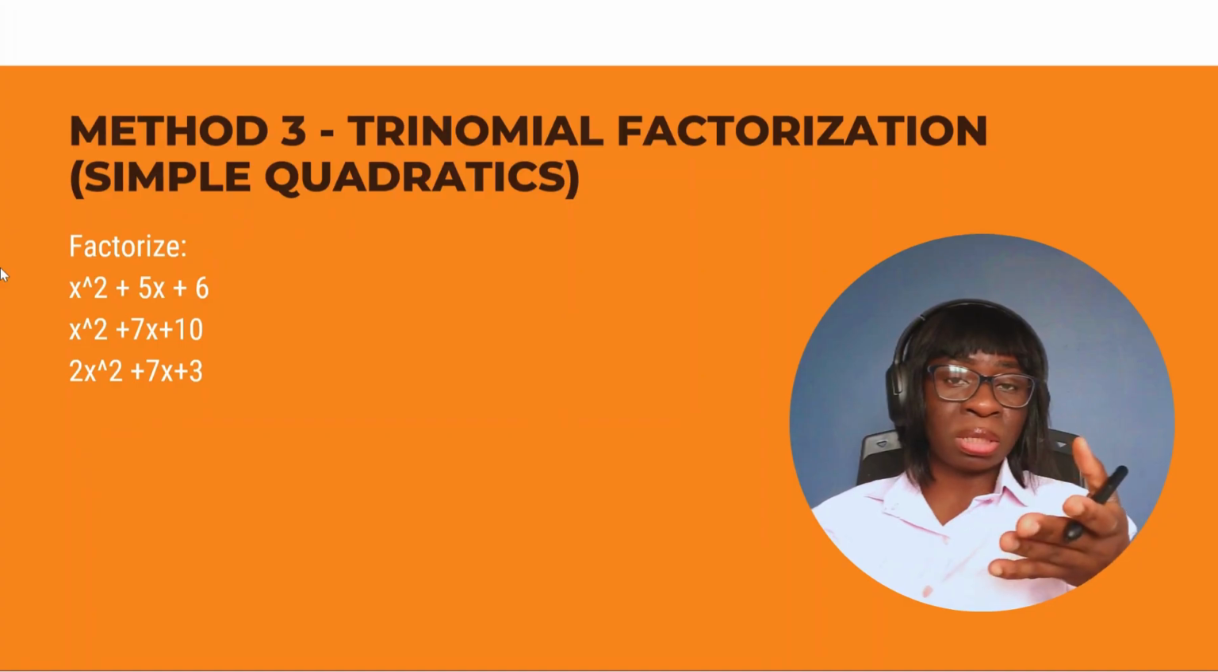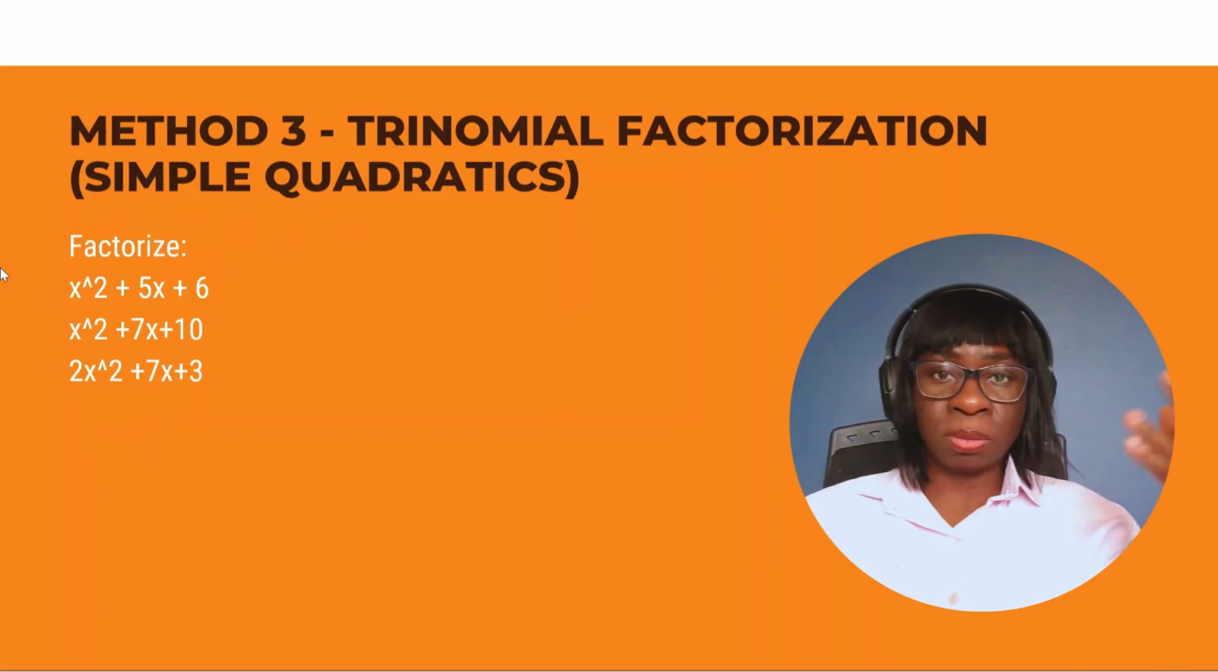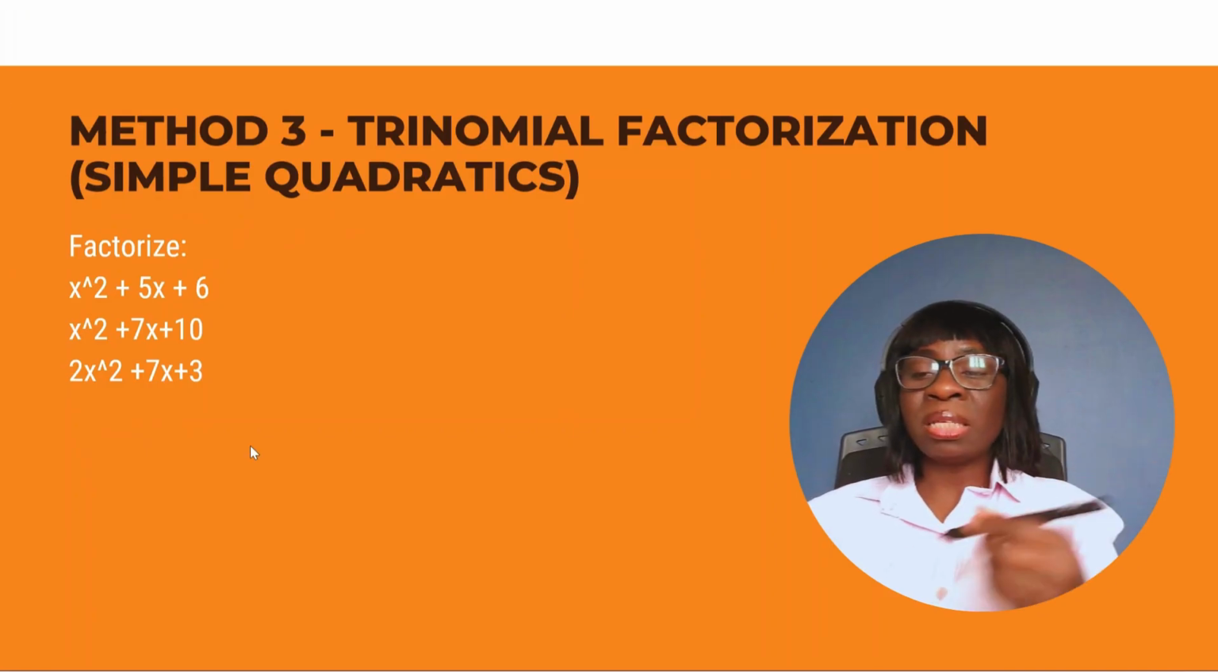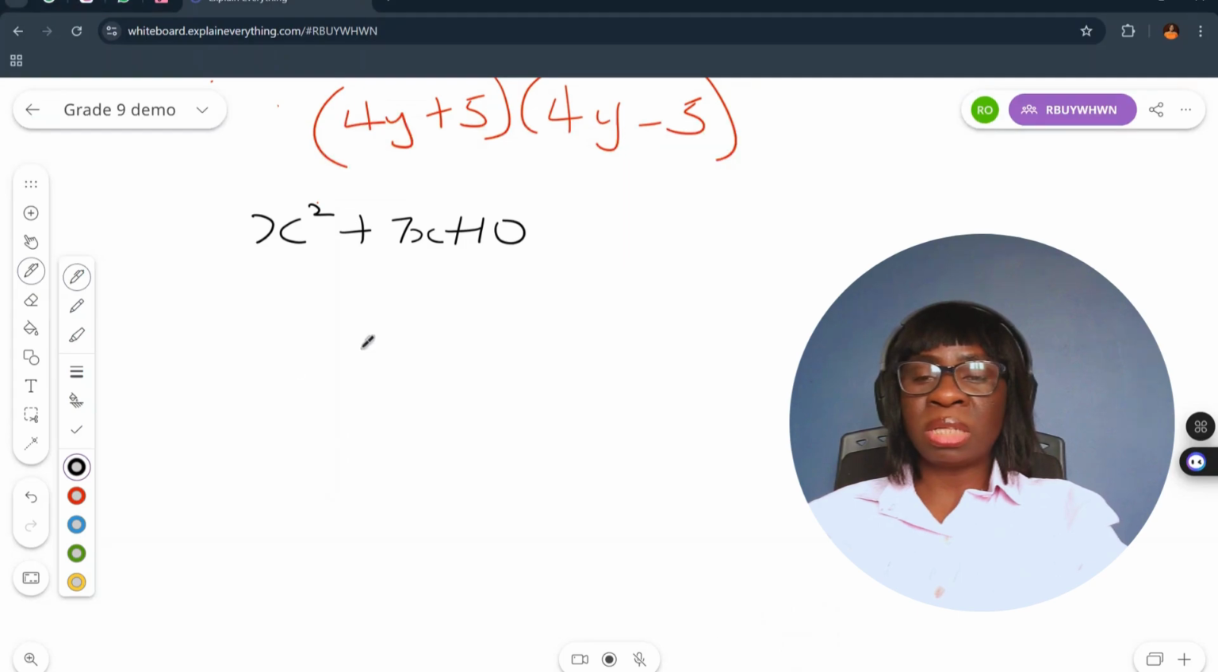If it does not have an equal sign, it is an expression. If it is equal to something or equal to zero, then it becomes a quadratic equation. So let's solve this second one, x squared plus 7x plus 10.